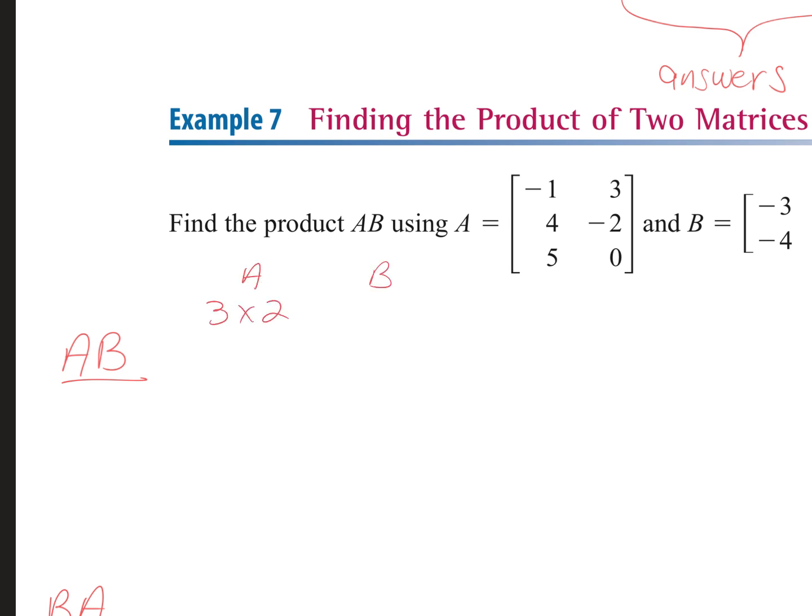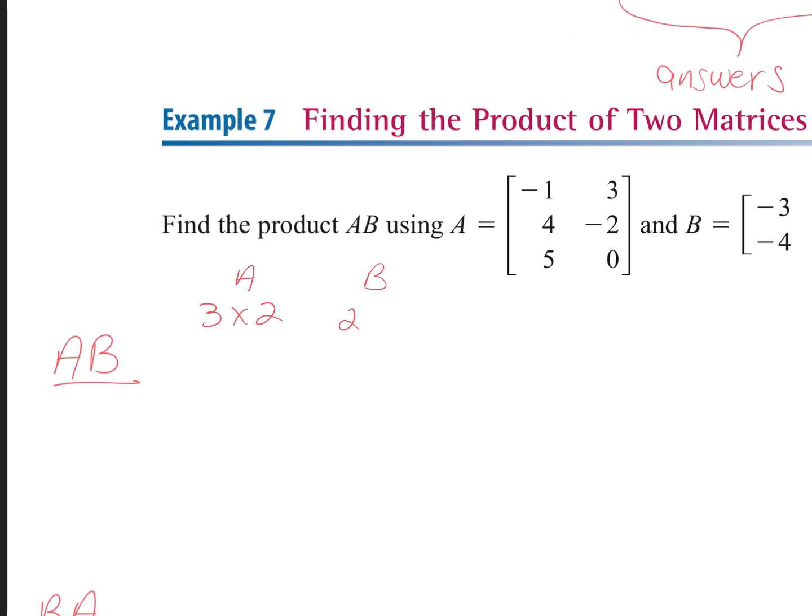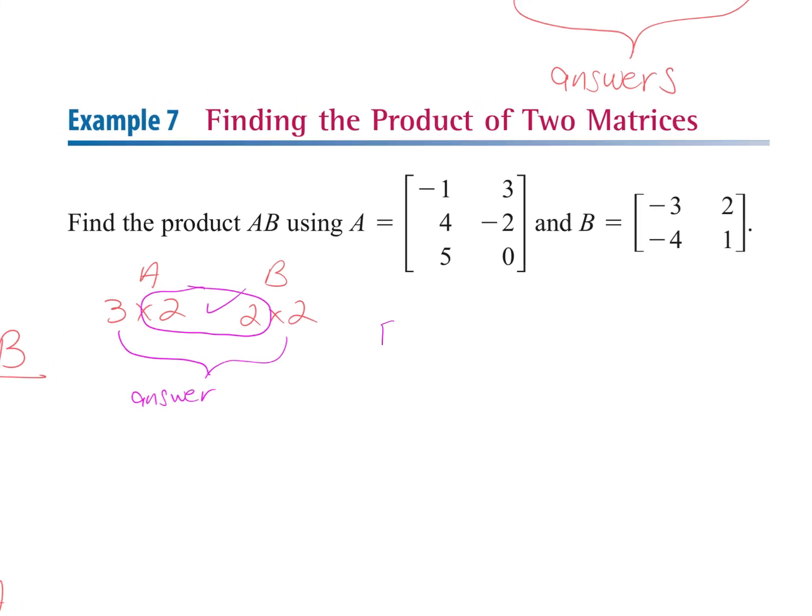What is B? It's a 2 by 2. So if I can multiply these together, the middle number has to be the same. Is it? Yes. Okay. So that means my answer is going to be a 3 by 2. Now, every time I do an answer key, I draw out a little picture of what this should look like, because I think it just keeps your mind straight. 3 rows and 2 columns. That's what your answer should look like, because it doesn't necessarily always look like one of the matrices that you're starting off with.